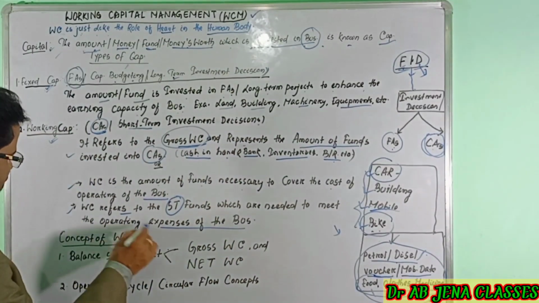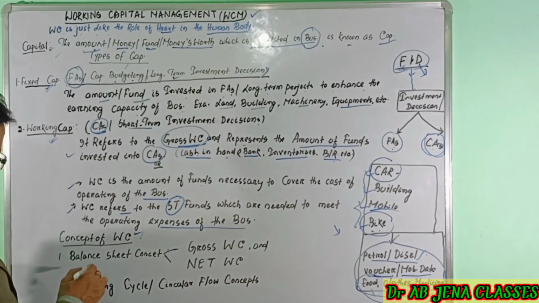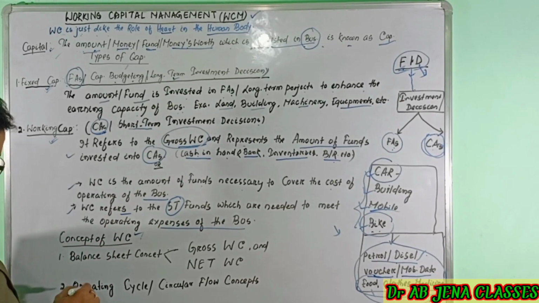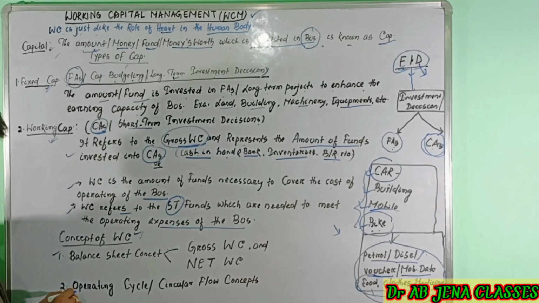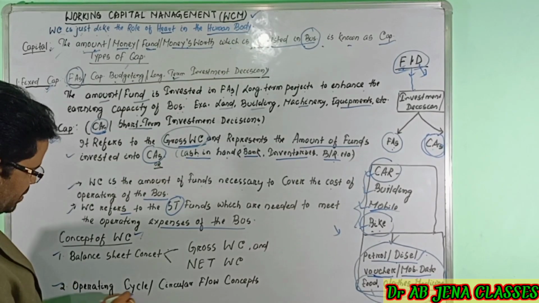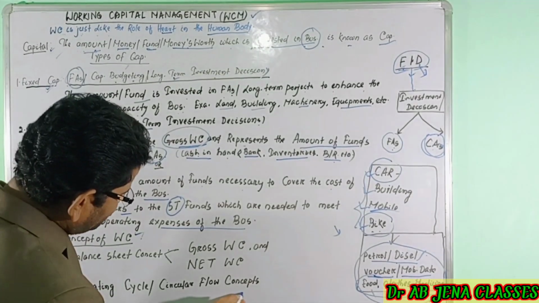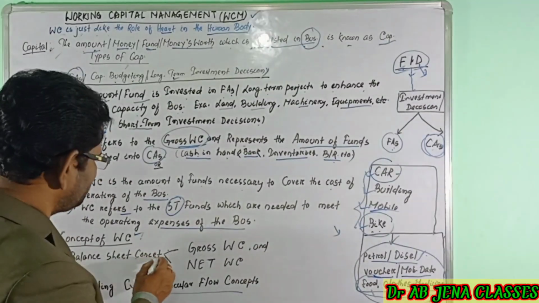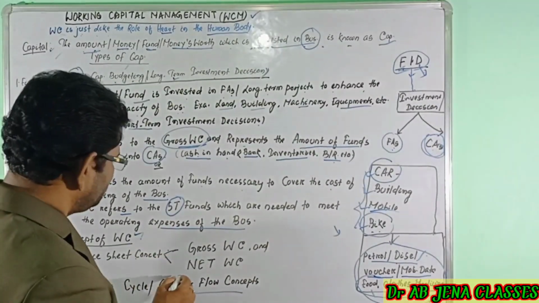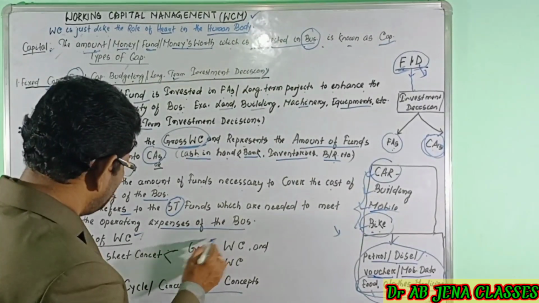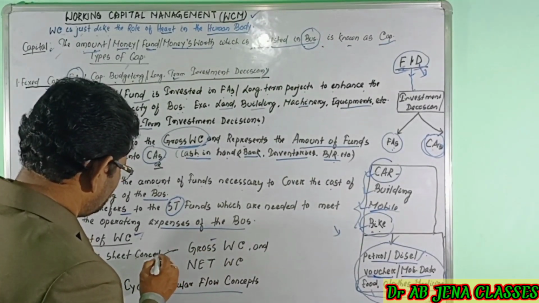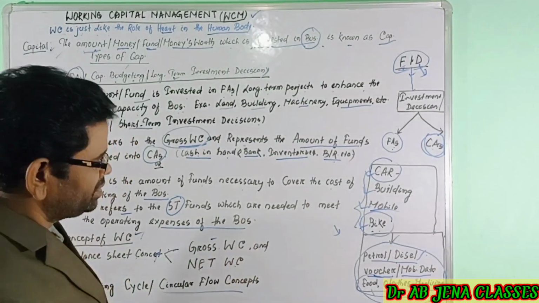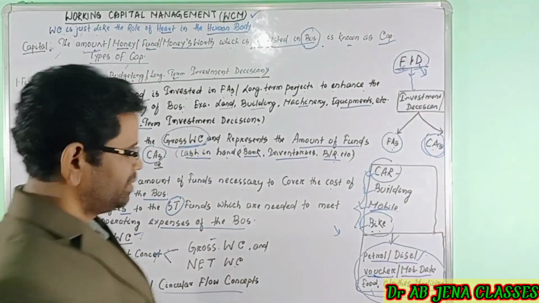Then what are the concepts of working capital? There are two concepts of working capital. The first one is the balance sheet concept, and the second one is the operating cycle, or we can say the circular flow concept. The balance sheet concept is again divided into two parts: gross working capital and net working capital. We will discuss one by one, dear friends.